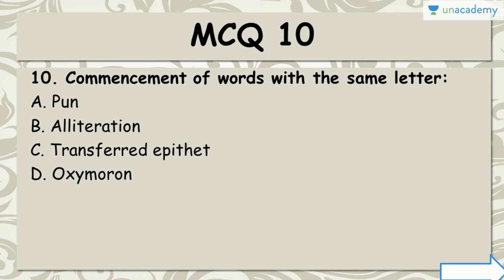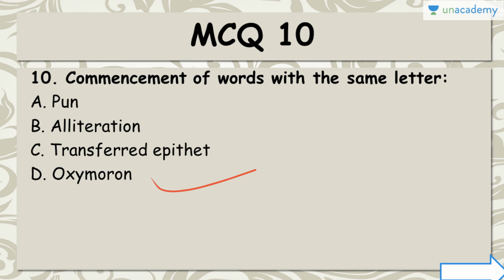Last MCQ for today, the one word substitution one. So what is the commencement of words with the same letters called? A, pun. B, alliteration. C, transferred epithet. And D, oxymoron. So you can think of the right answer again.